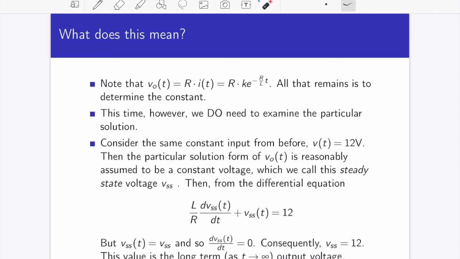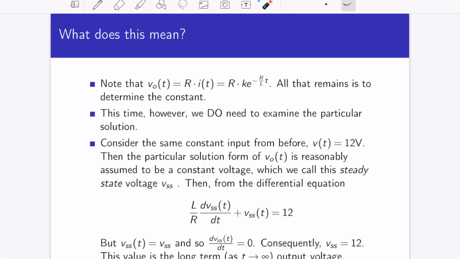This time, we do have to consider the particular solution. In the RC case, it was much easier, but we can still do this. We will still assume a constant input, and we'll just choose 12 volts kind of randomly, okay? And then we'll deal with it later. The particular solution will be in the form of V of t, and we will assume that that's a constant voltage. That's a reasonable assumption to make, and we'll call that the steady state voltage, VSS.